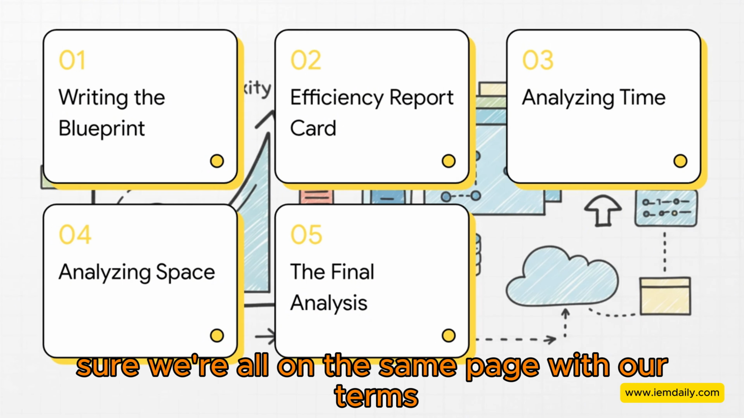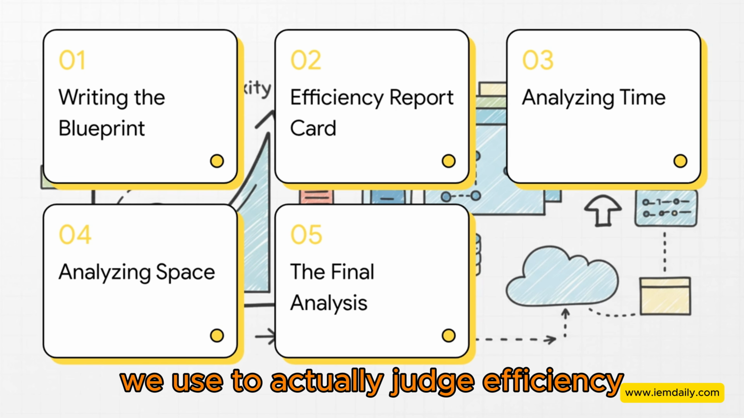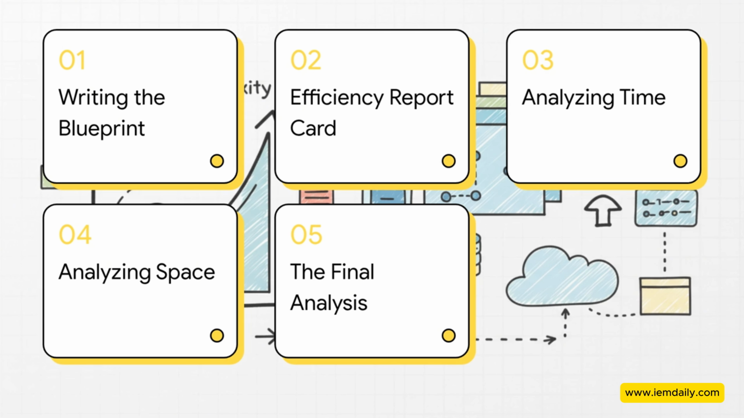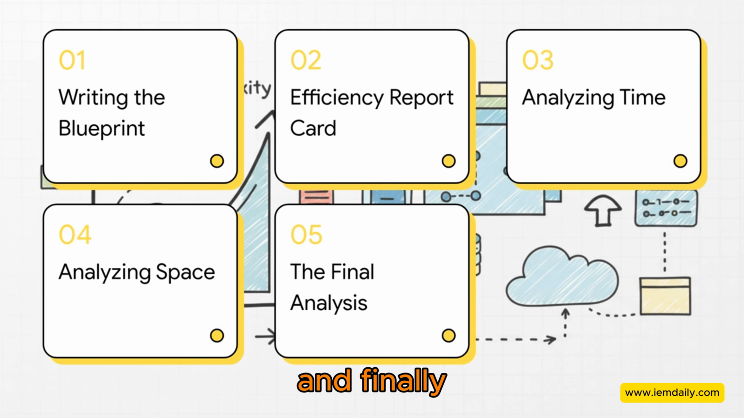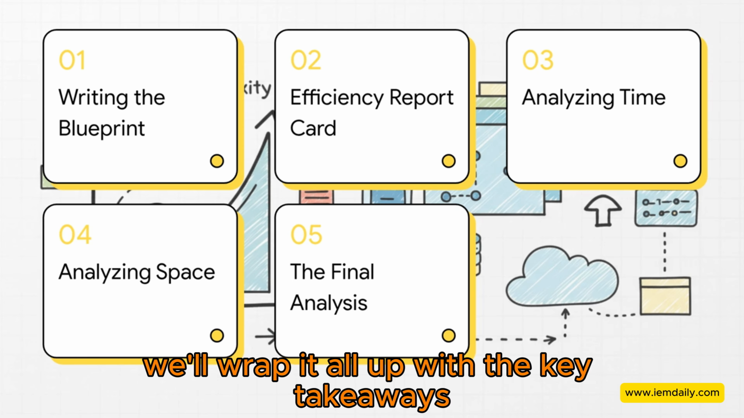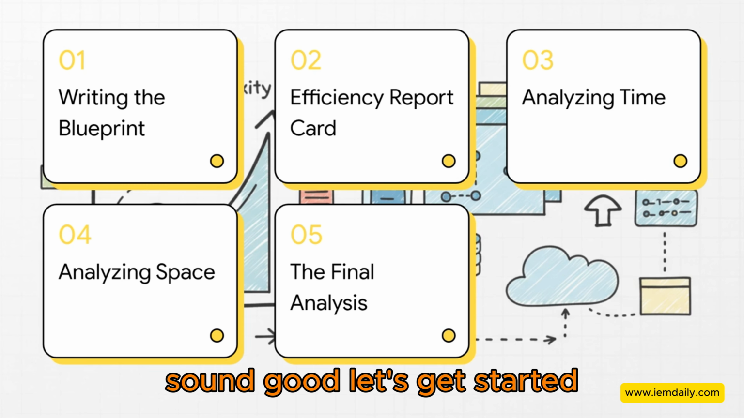We'll start by making sure we're all on the same page with our terms. Then we'll get into the criteria we use to actually judge efficiency. After that, we're going to get our hands dirty and analyze a simple algorithm for both time and space. And finally, we'll wrap it all up with the key takeaways. Sound good? Let's get started.